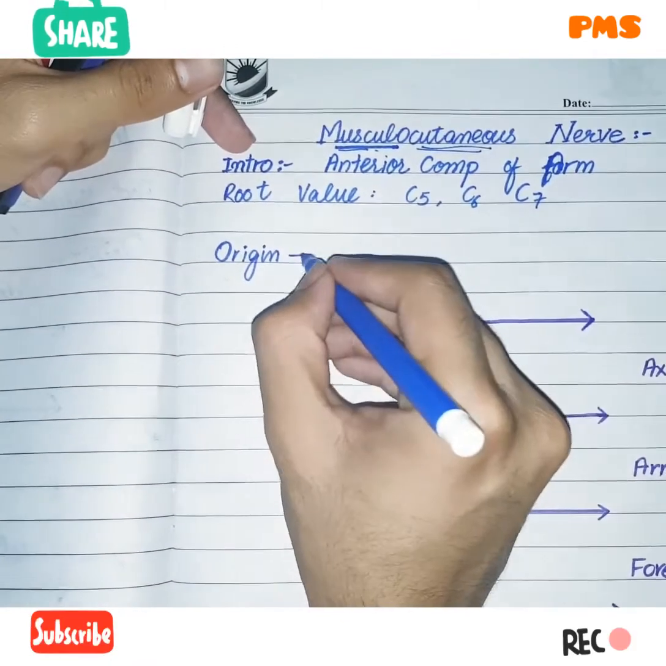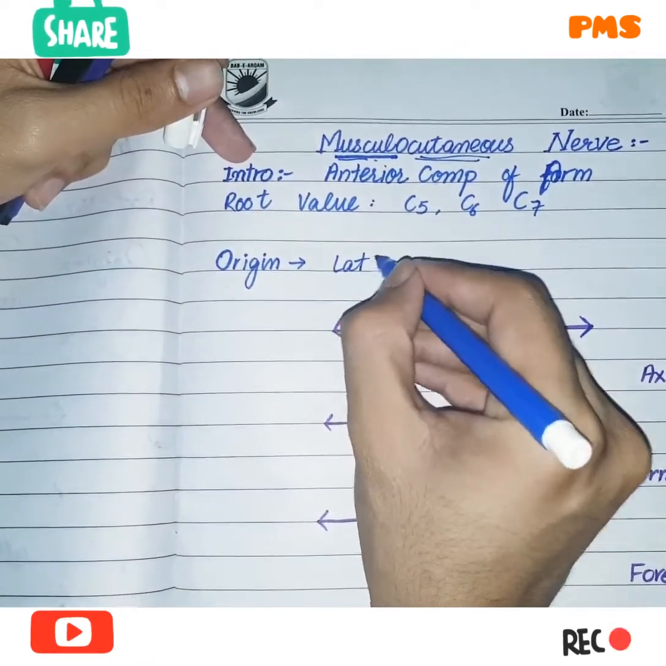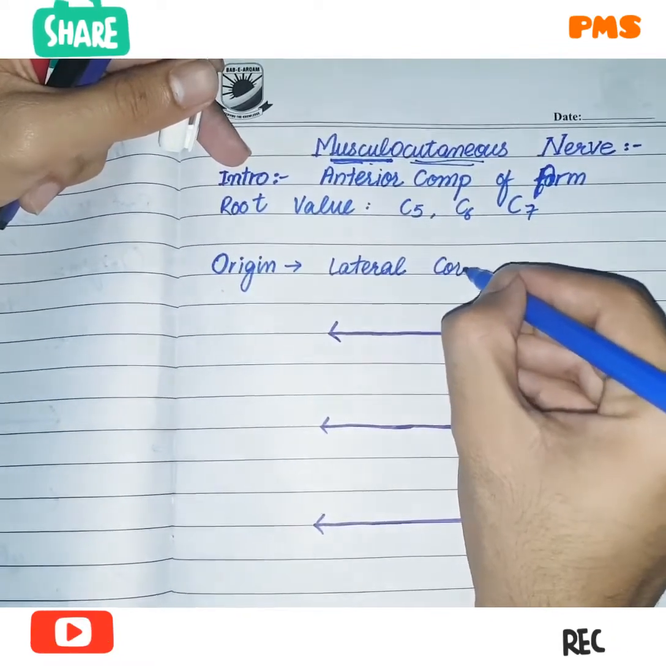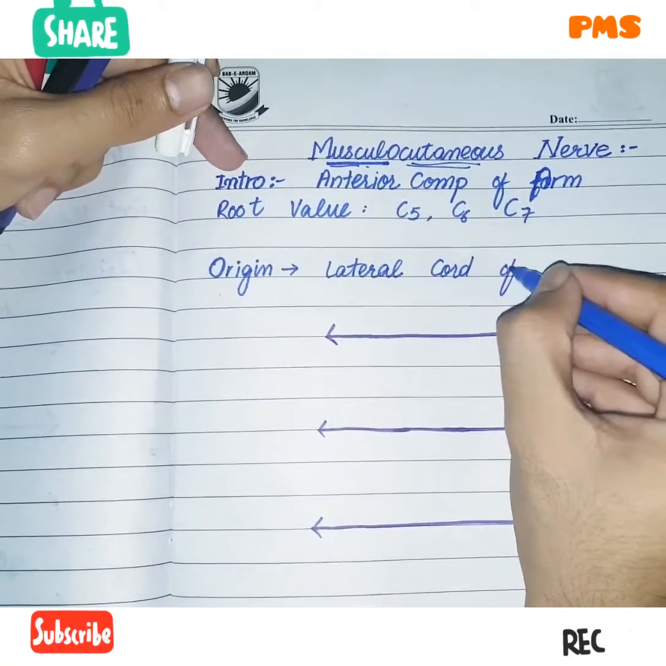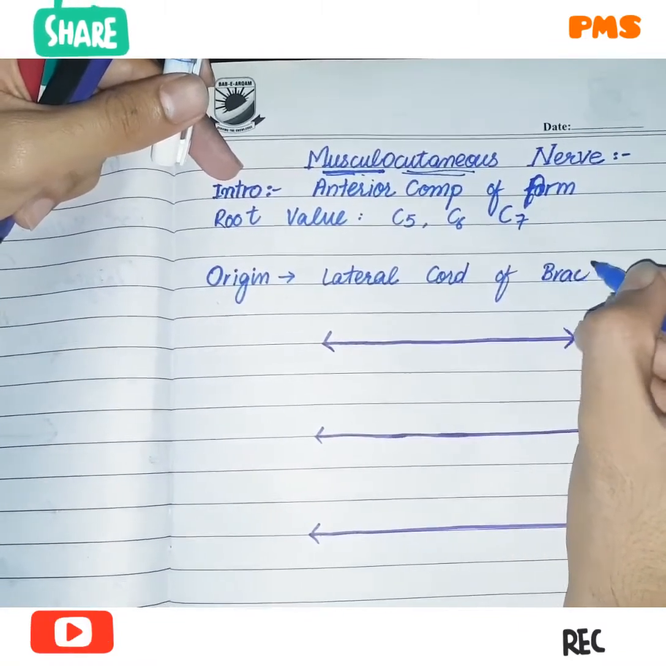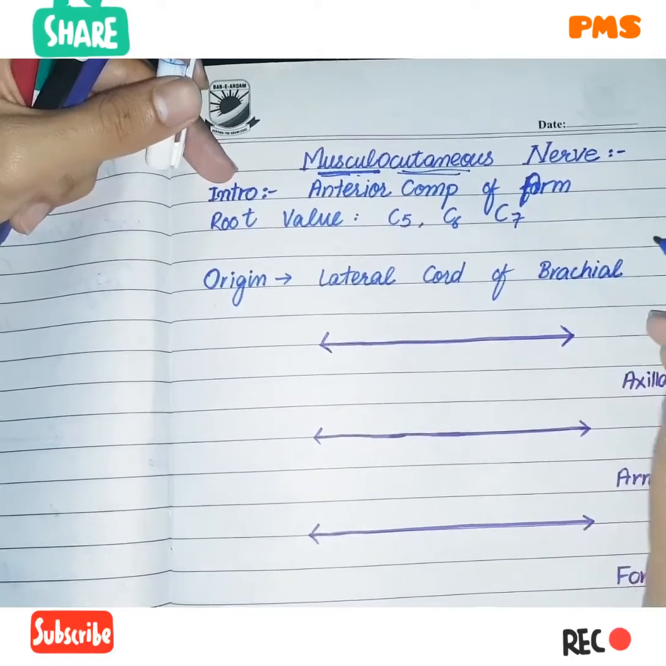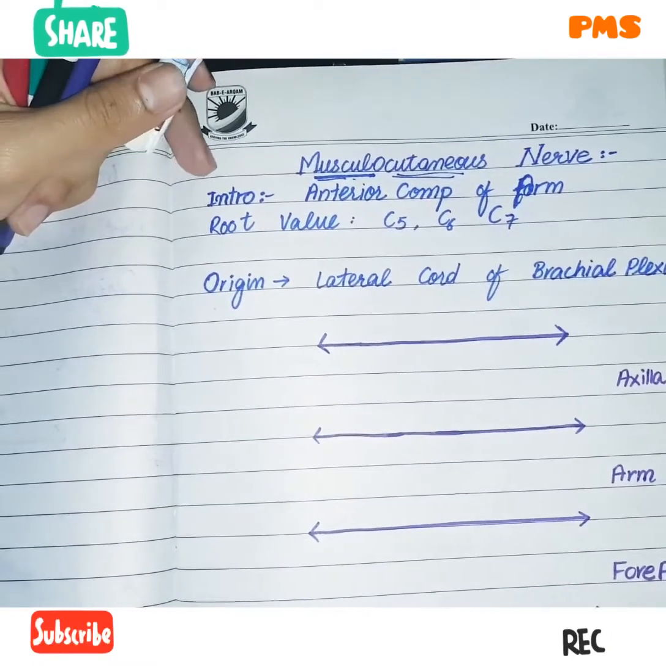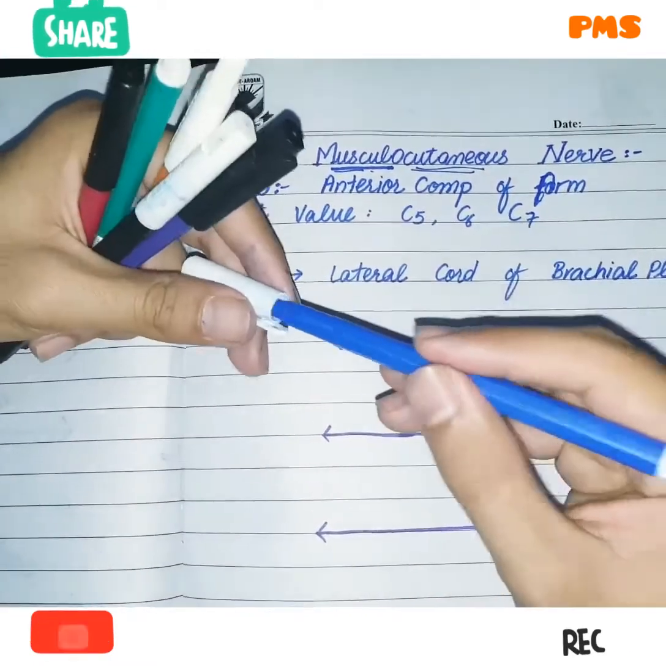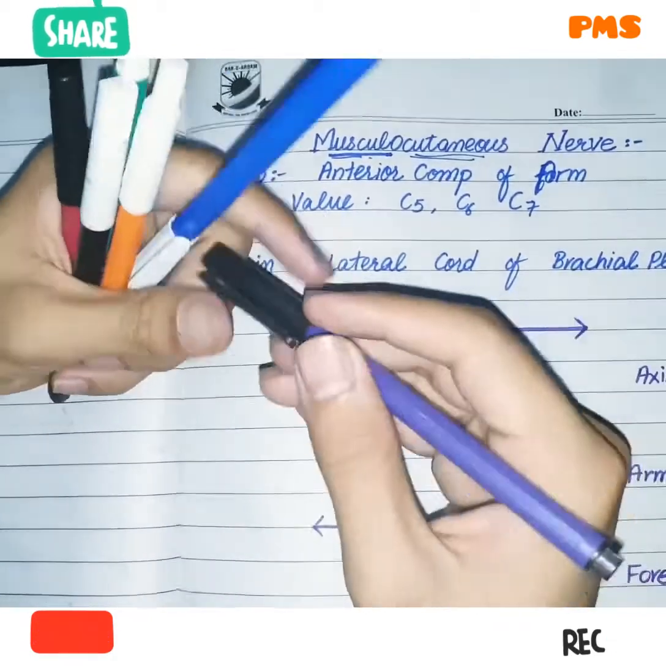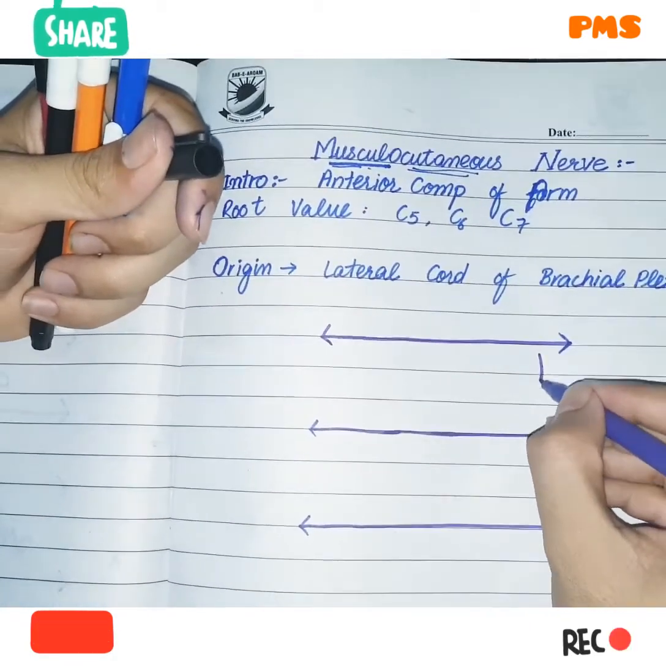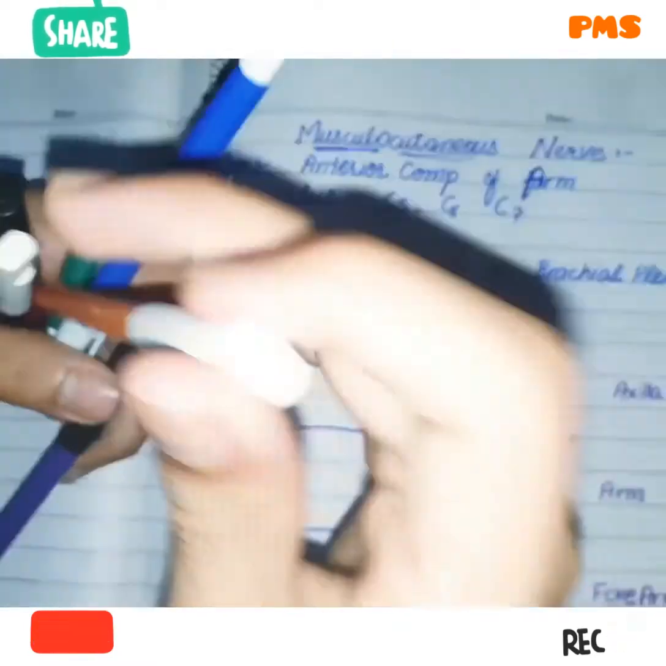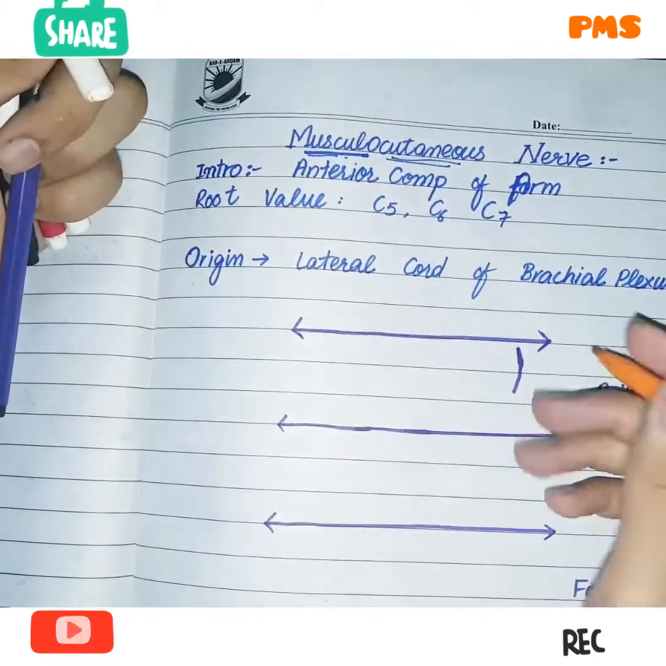Origin. The origin is from the lateral cord of brachial plexus. This is the origin of the nerve. What is the course of the nerve? The nerve arises from the lateral cord of brachial plexus. Suppose this is the lateral cord of brachial plexus, and from there arises the musculocutaneous nerve.